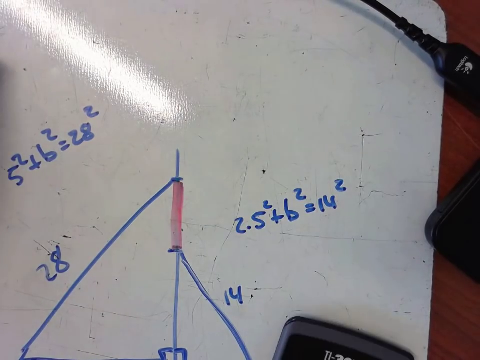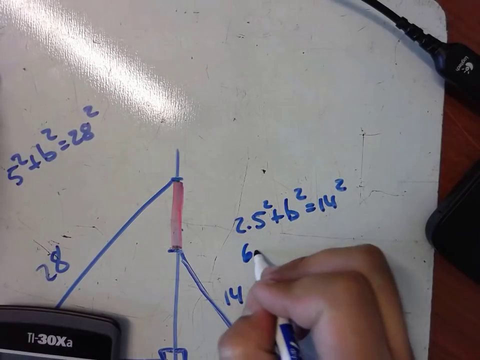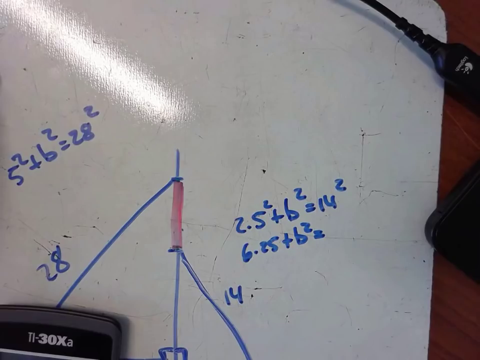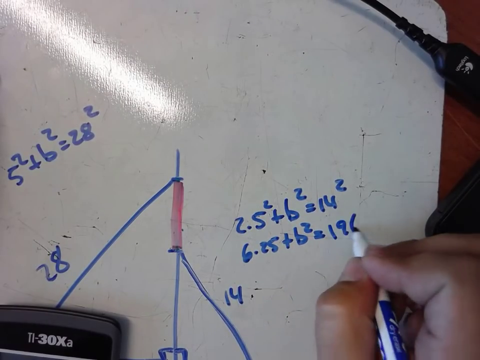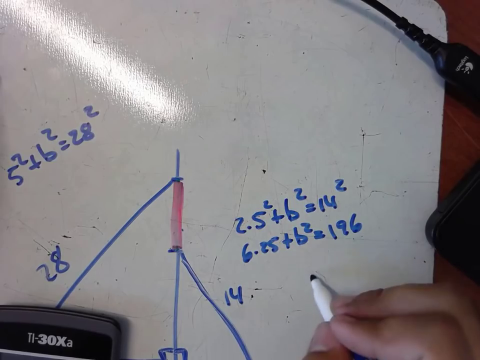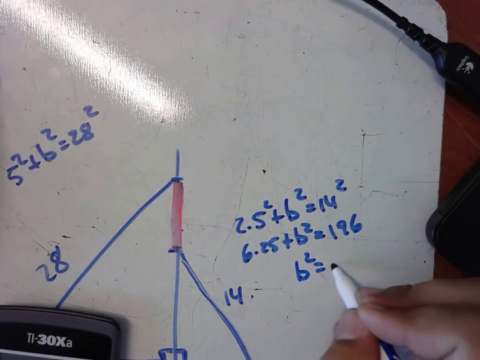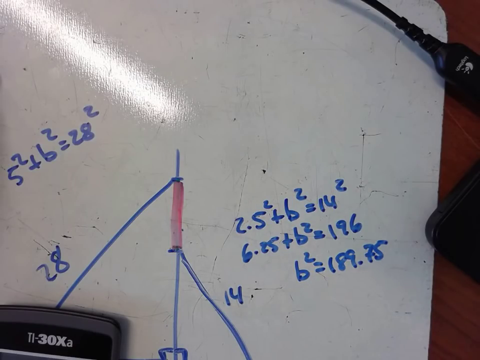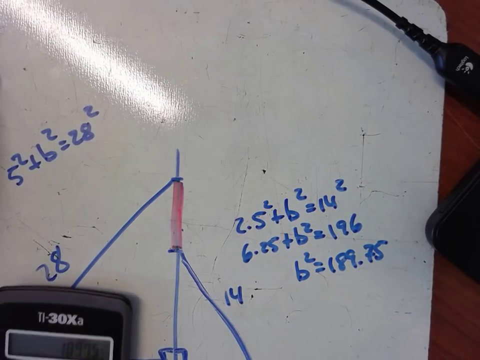Now let's start squaring this stuff. 2.5 squared is 6.25 plus B squared equals 196. Subtract 6.25 and you get B squared equals 189.75. To get B by itself, you want to take the square root of it.